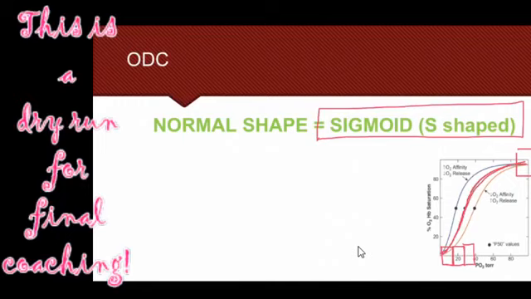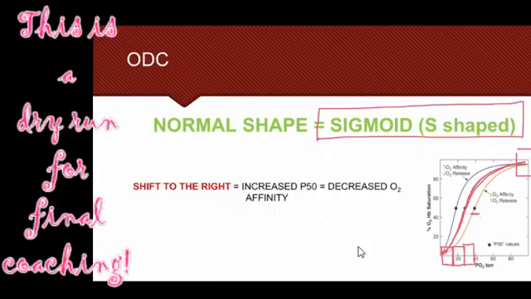Alright? So, pag hindi siya normal, nagkakaroon tayo ng shift to the left or shift to the right. So, tuwing kailan po tayo nagkakaroon ng shift to the right? When we say shift to the right, that means again, ito po yung P50 mo, mas lumayo, no? So, that means mas mababa ang affinity mo sa oxygen. At dahil mas mababa ang affinity mo sa oxygen, mabilis mo siyang maire-release sa mga tissues, no?